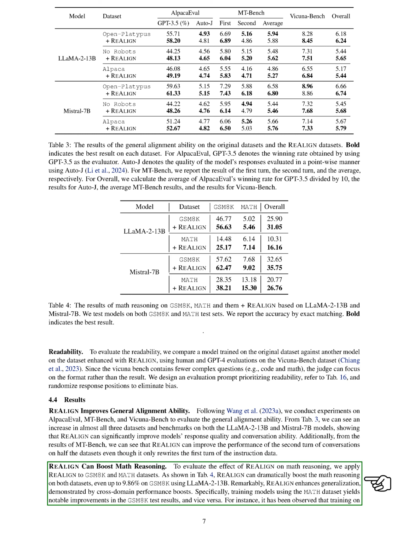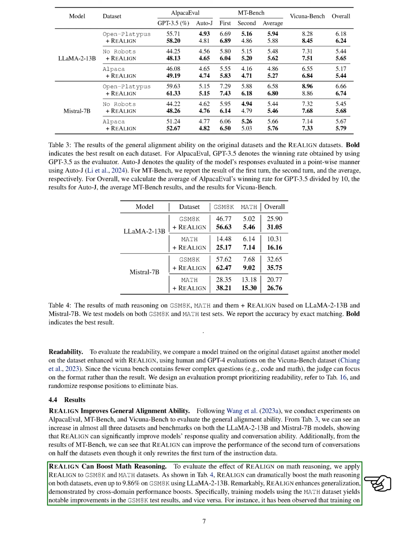We also investigated the effect of REALIGN on math reasoning by applying it to the GSM-8K and MATH datasets. The results were quite impressive, showing a substantial boost in math reasoning abilities on both datasets, with an increase of up to 9.86% on GSM-8K using Llama 2 13B.